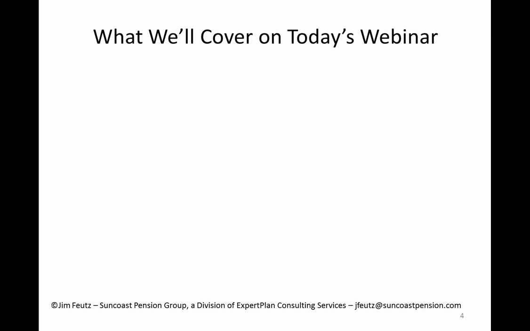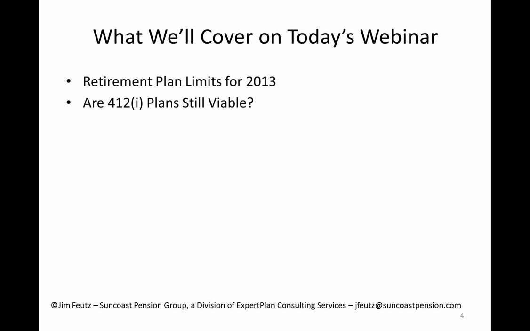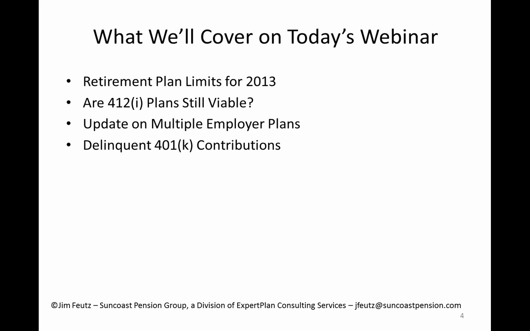Now, what are we going to cover on today's webinar? Well, first we'll talk about the retirement plan limits for 2013. Several of them have changed, some have not. Then we'll talk about 412(i) plans. It's a type of defined benefit plan that was popular several years ago because of the large deductions that could be generated, but they've had some problems. Then we'll discuss multiple employer plans. These plans are becoming more and more prevalent to help try to reduce some of the costs of the administration of plans. Next, one of the hot topics on the Department of Labor hit list is delinquent 401(k) contributions.